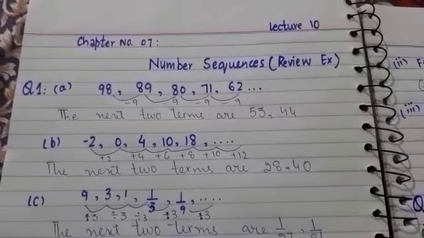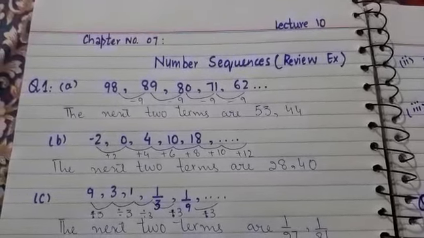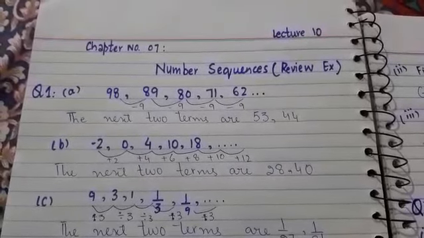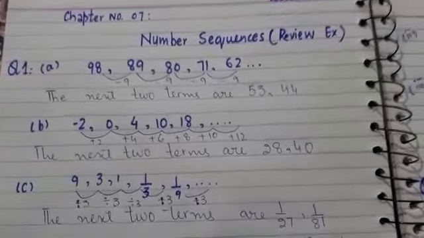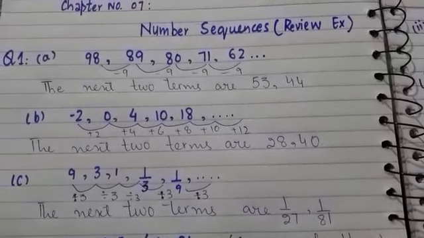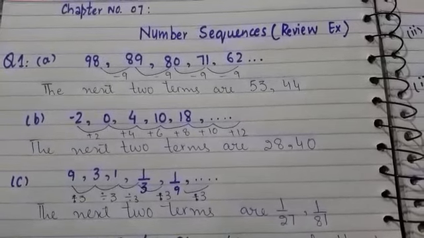Students, today is lecture 10 in which we are going to do the review exercise. In question number 1, we are given some sequences and we have to tell the next two terms. In part A, the sequence is 98, 89, 80, 71, 62.